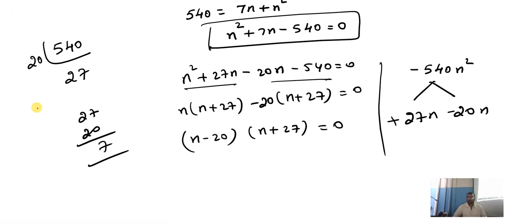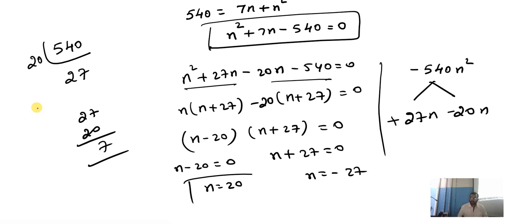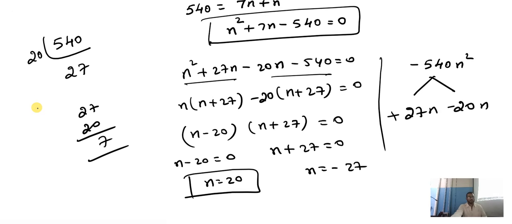Correct? Then n minus 20 is equal to 0, n plus 27 is equal to 0. n is equal to plus 20, n is equal to minus 27. But always we prefer positive value. So the value of n is 20.